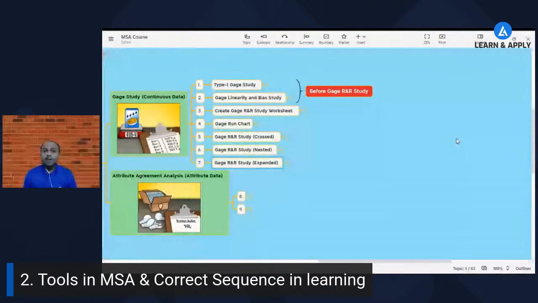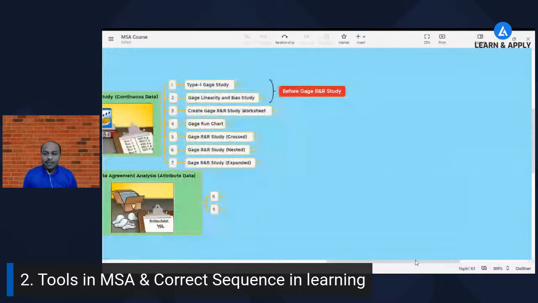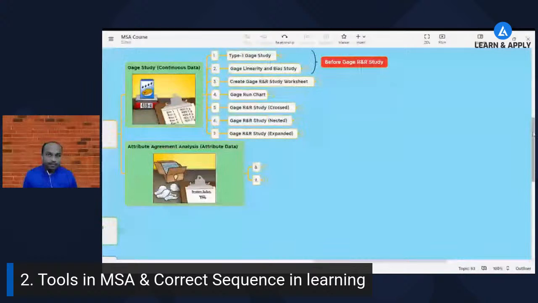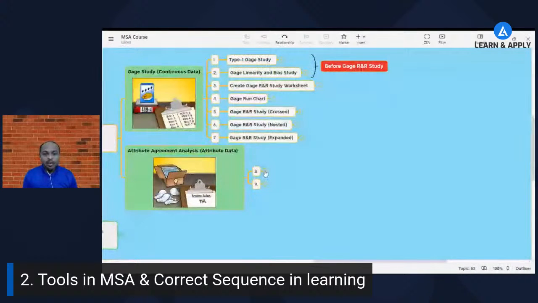So this is for the continuous data. Now let's understand what tools we can use when we have attribute data. When we have attribute data, there are 2 tools. The first one is the tool to create the attribute agreement analysis worksheet.